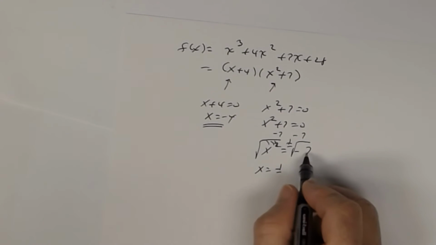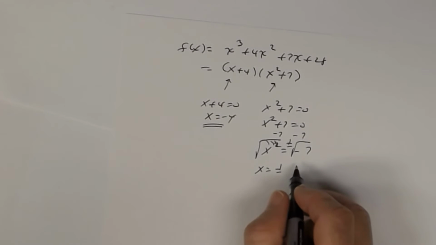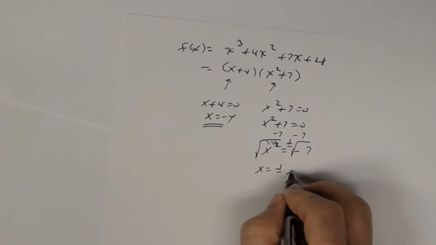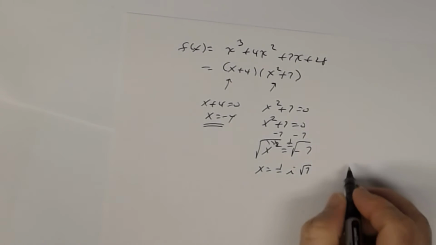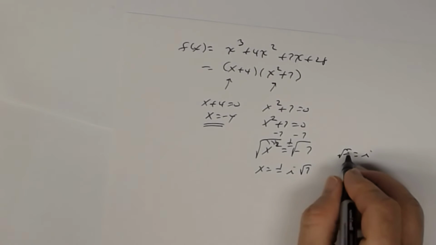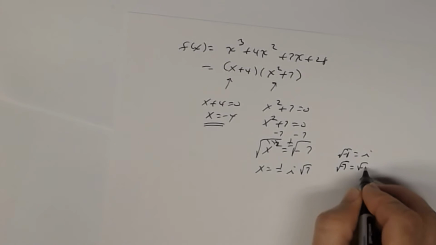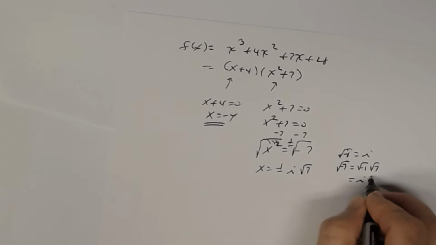the square root of negative 7. Now remember, that's not a real number, so that's an imaginary number. So you get i square root of 7. Because remember, the square root of negative 1 is equal to i, right? So the square root of negative 7 is equal to the square root of negative 1 times the square root of 7, so that's i square root of 7.